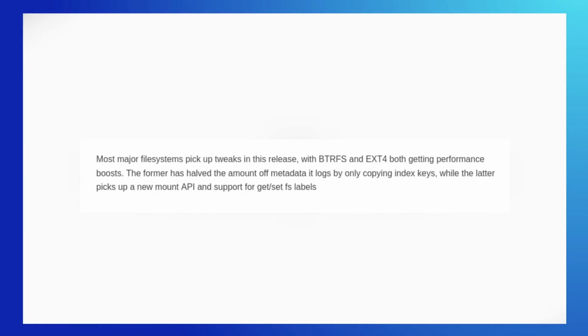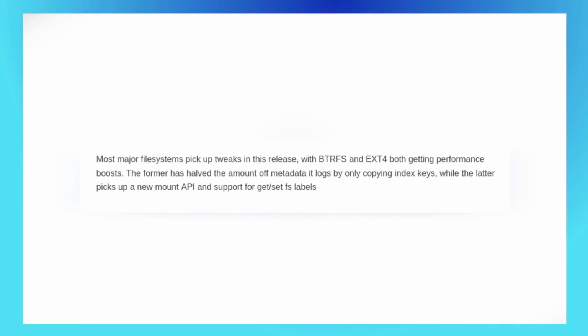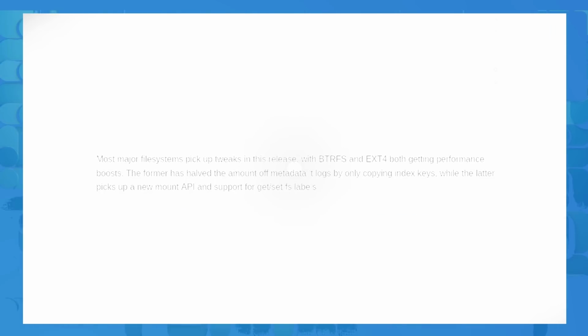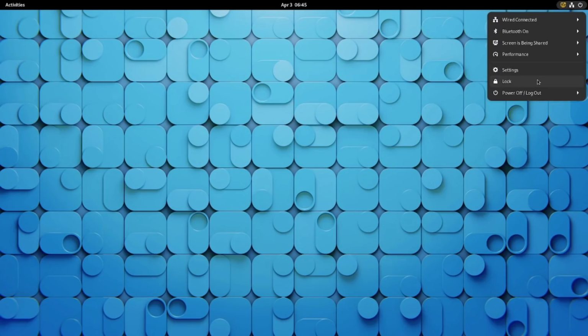Your file systems will work much faster with this release, with BTRFS and EXT4 getting performance boost. The former has half the amount of metadata it logs by only copying index keys, while the other picks up the new mount API and supports for get or set FS labels. There are also new hardware supports.